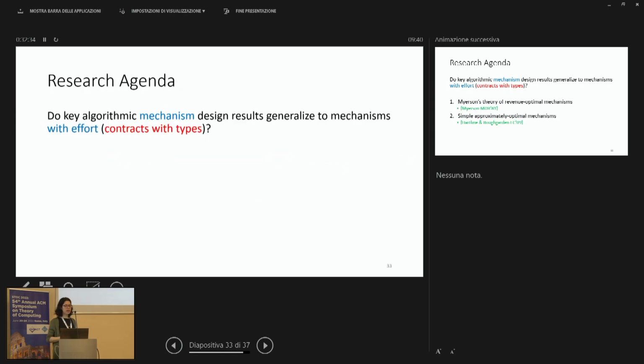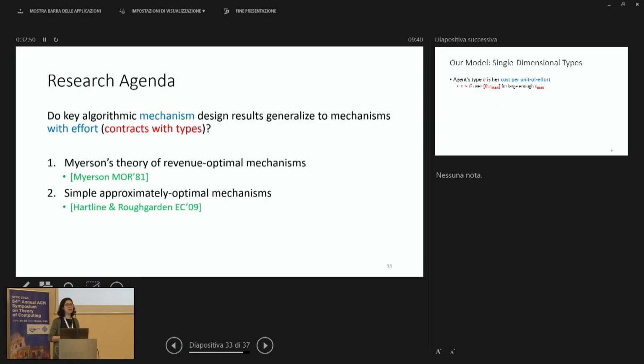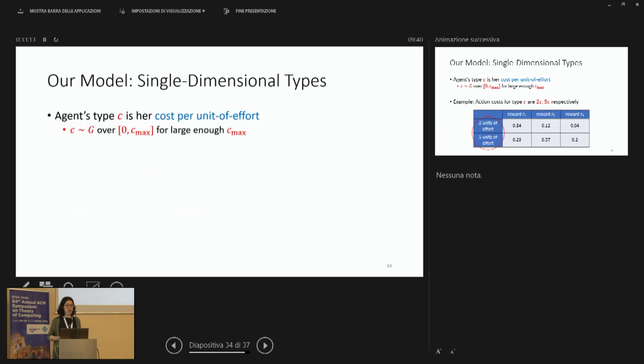So the research agenda is to see if key algorithmic mechanism design results generalize when we look at mechanisms with effort or contracts with types. And I don't have much time. I'm going to show you very briefly what we started to do. We started to look at two fundamental, by now classic, results in mechanism design and in algorithmic mechanism design. The first one is Myerson's theory of revenue optimization, and the second one is simple, approximately optimal mechanisms. Both of them are fundamental results, which would be very nice to have in this new model. So I have two slides quickly giving an overview of the model and results, and then I'll summarize.